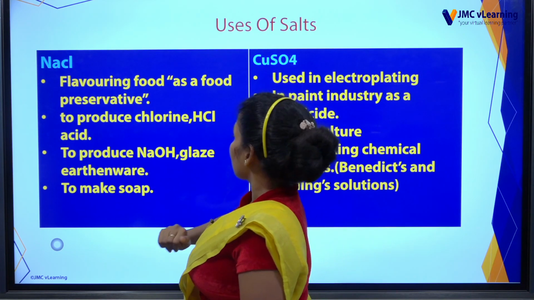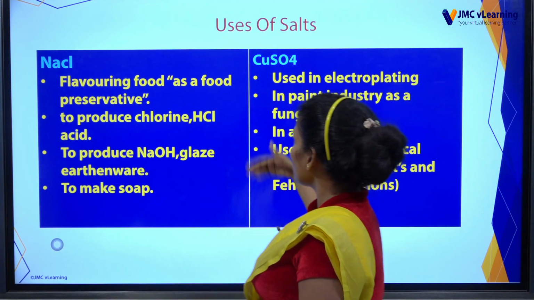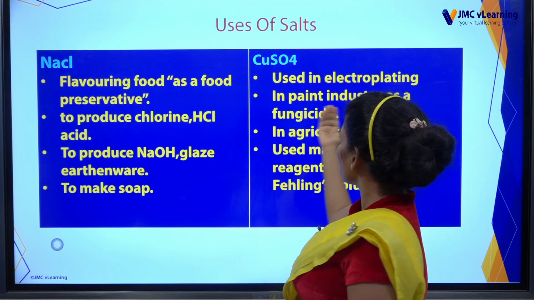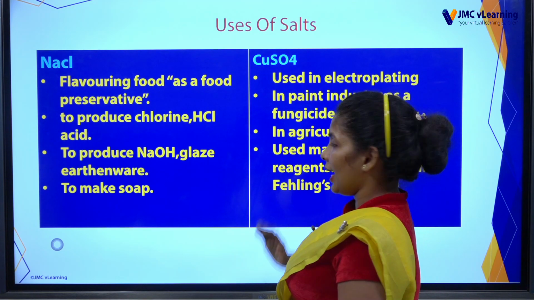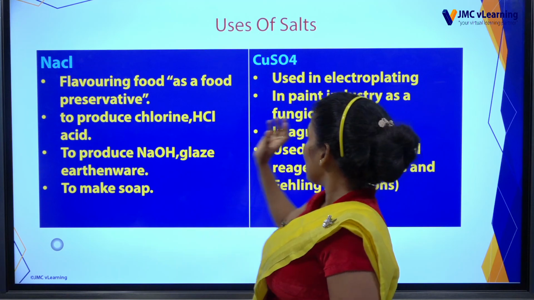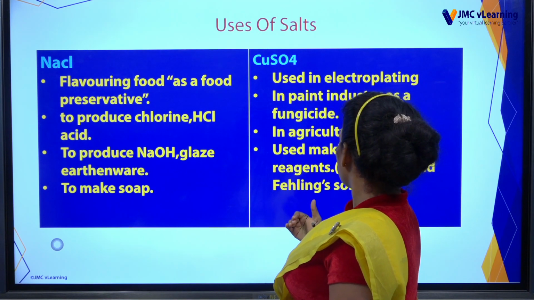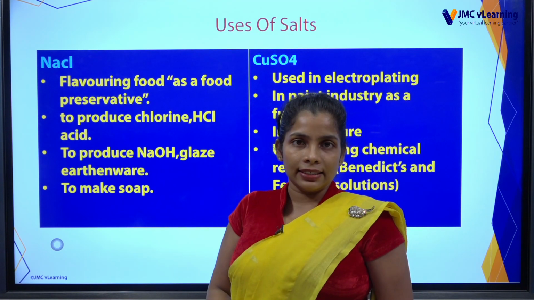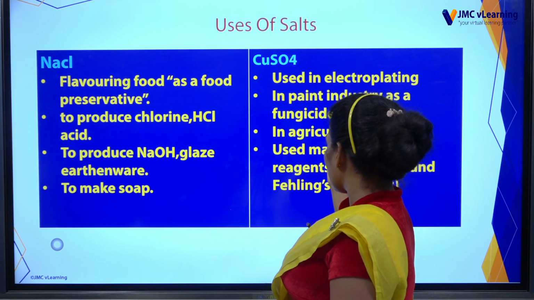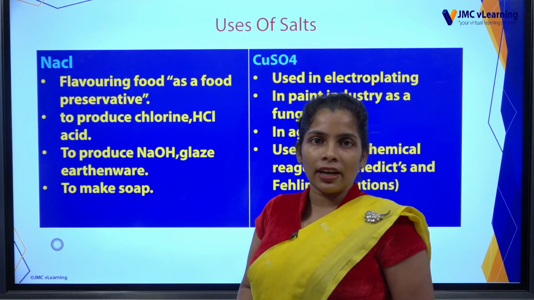Right? Next one, copper sulfate. So those are the uses of copper sulfate. The first one is used in electroplating. The second one is in the paint industry as a fungicide. And in agriculture, you can use copper sulfate.